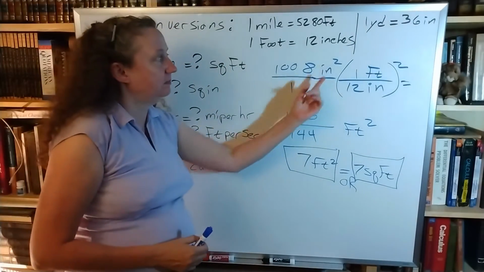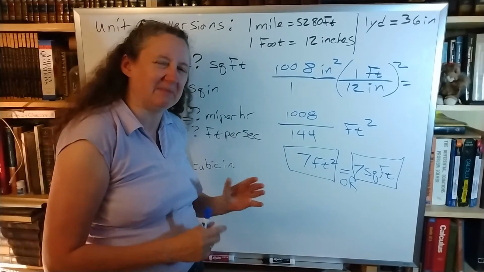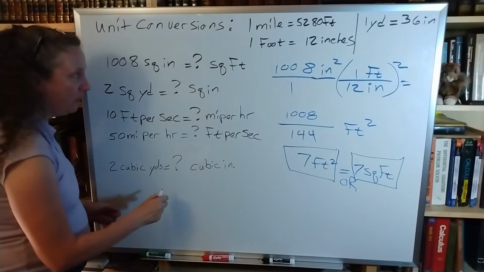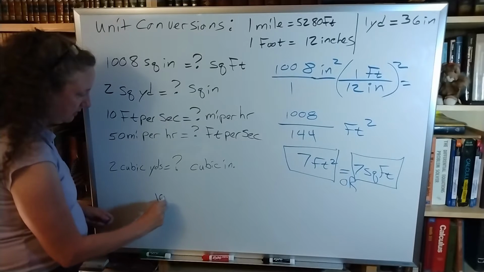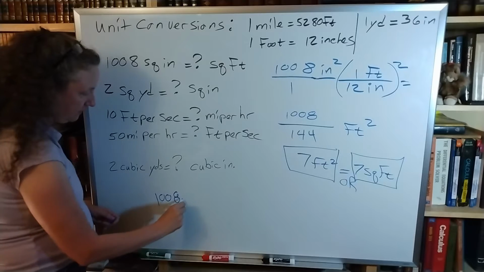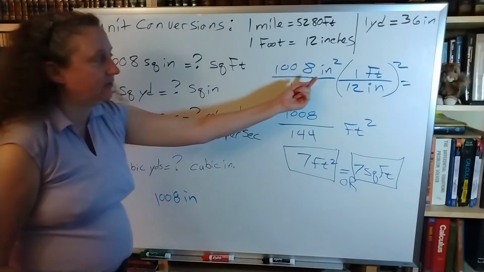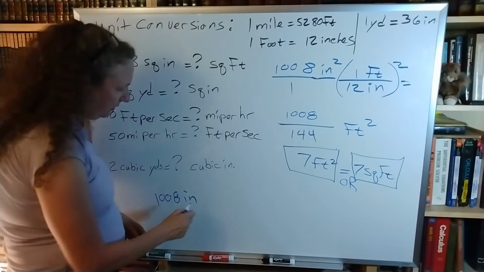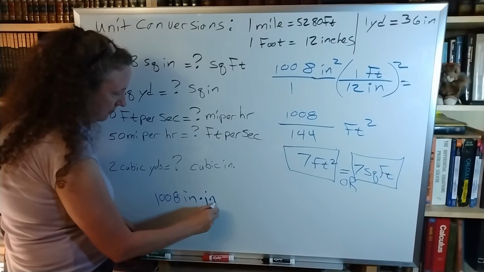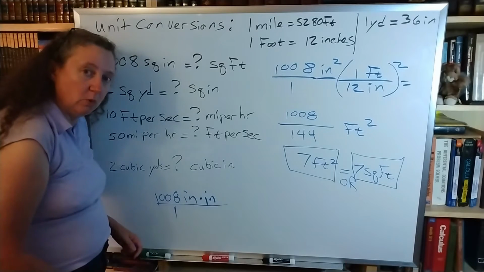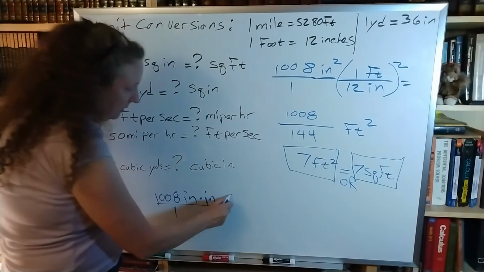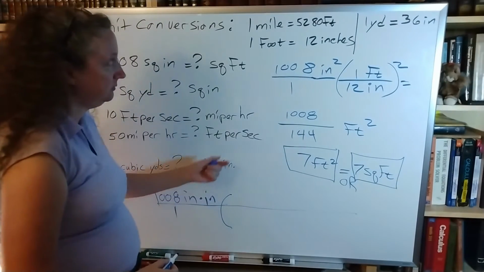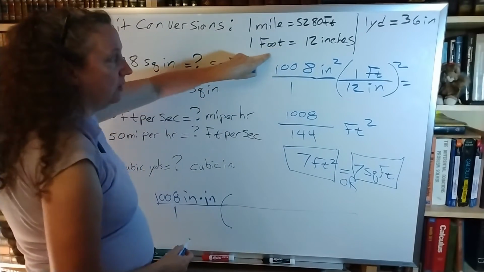Now, for some people, because that square is there, it might not make so much sense to you, so I'm going to write this out a different way. I have my 1,008 inches squared. Instead of writing that as just inches squared, I'm going to write it as inches times inches, because that's what the squaring means. Still putting it over 1, so I have a fraction to work with. Then I open my conversion factor. I still have to use my 12 inches as 1 foot.